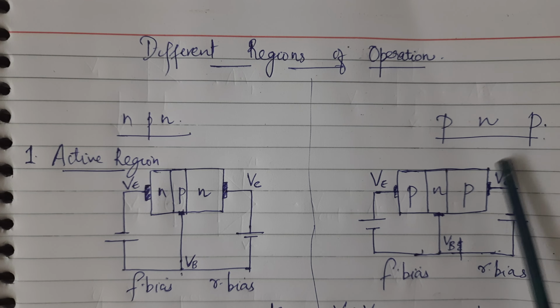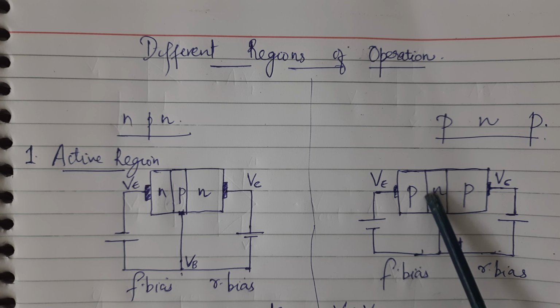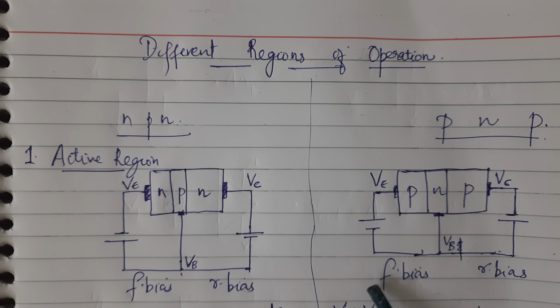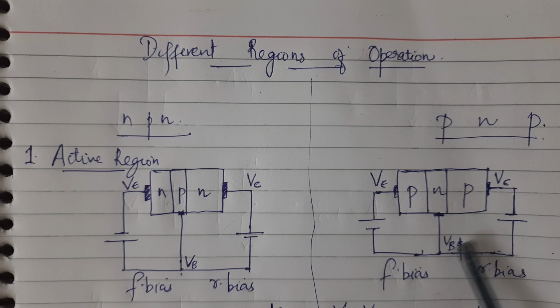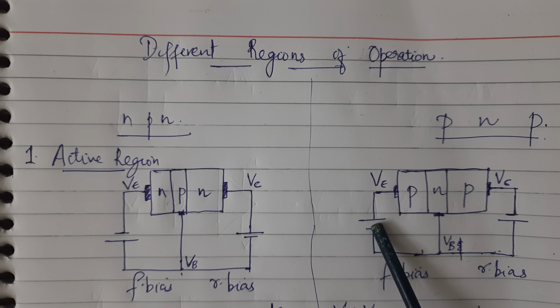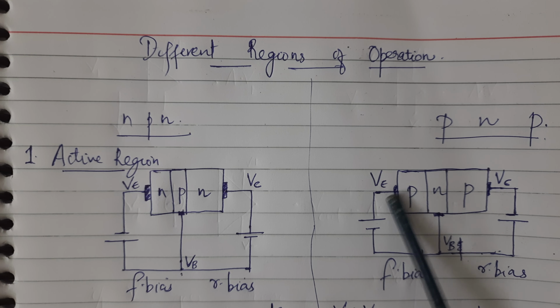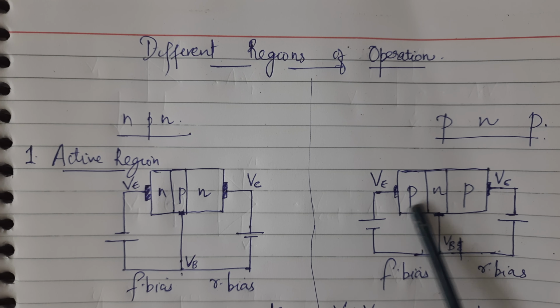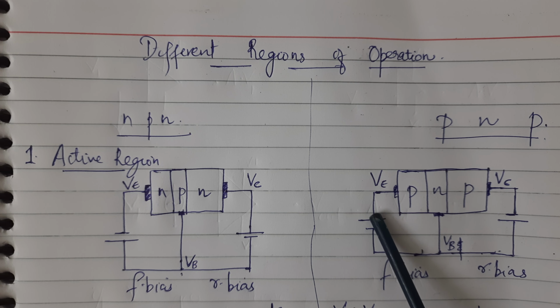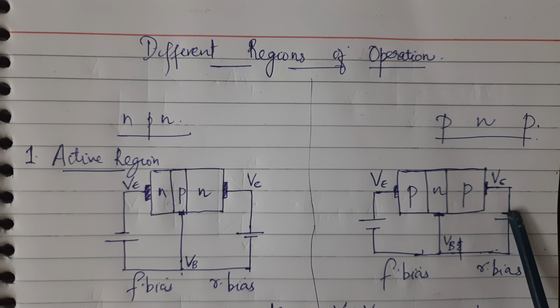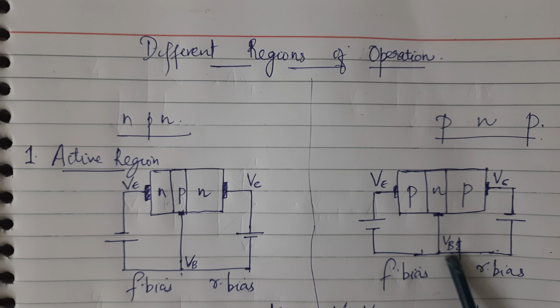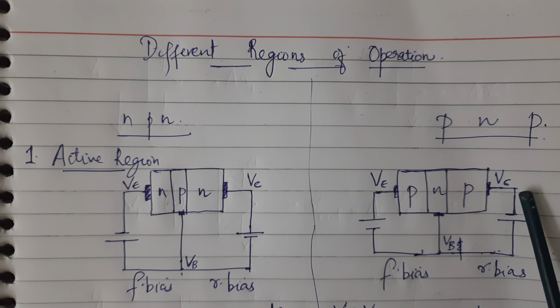So in the case of a PNP transistor, the base-emitter region will be in forward bias, and the collector-base region will be in reverse bias. In forward bias, we have applied a positive voltage to the P side. Here also you see, the positive is going to the P. So VE should be greater than VB. And here it is reverse bias. The positive is going to the base, no? So VB should be greater than VC.